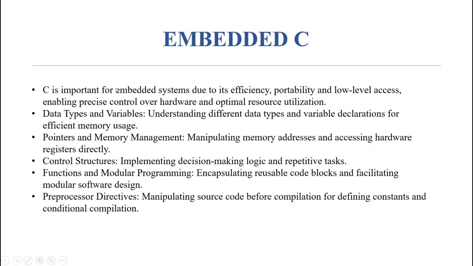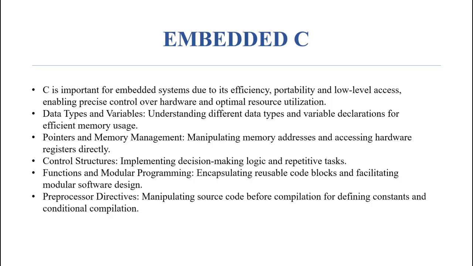Embedded C. C is important for embedded systems due to its efficiency, portability, and low-level access, enabling precise control over hardware and optimal resource utilization. The C language plays a role in embedded systems to link the peripheral device to the microcontroller, and it will sense the information to do the operations.